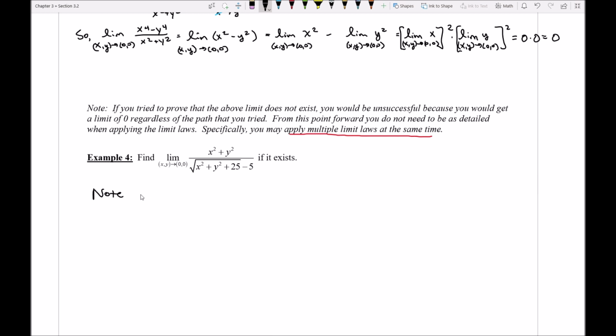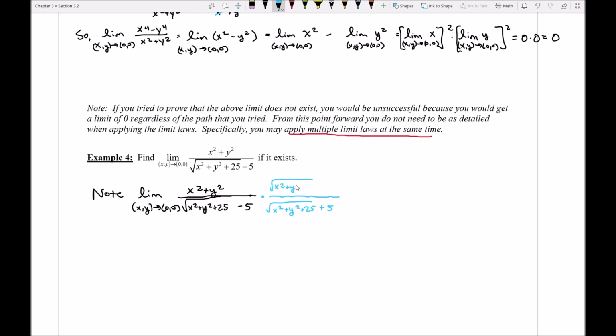So I'm going to go ahead and attempt to do that here. I'm going to say that my limit is x comma y approaches 0, 0 for x squared plus y squared divided by, I have my square root of x squared plus y squared plus 25. And then outside of that radical, I have minus 5. So I'm going to go ahead and multiply by a fancy version of the number 1. And I'm going to do the square root of x squared plus y squared plus 25, but just with a plus 5 as opposed to a minus.